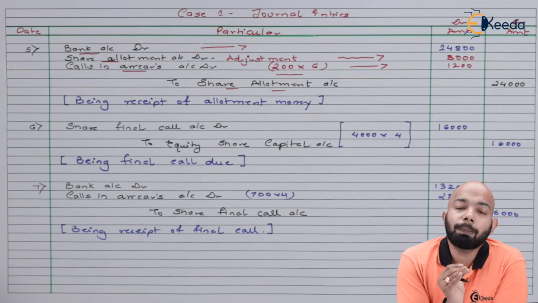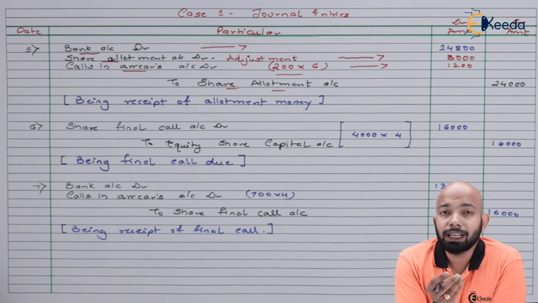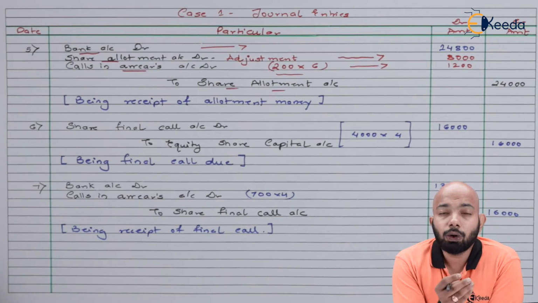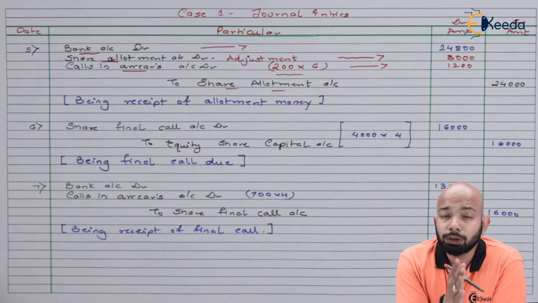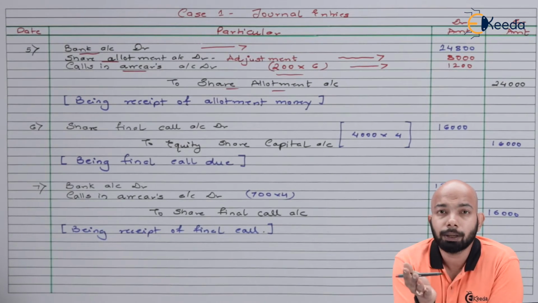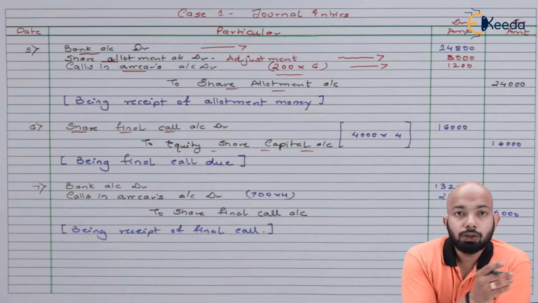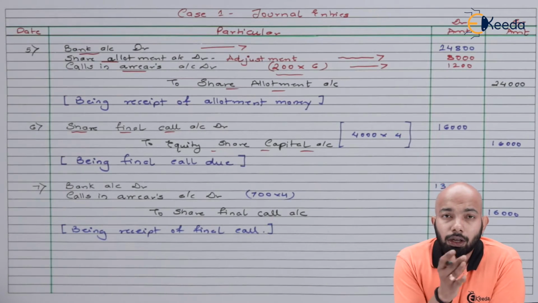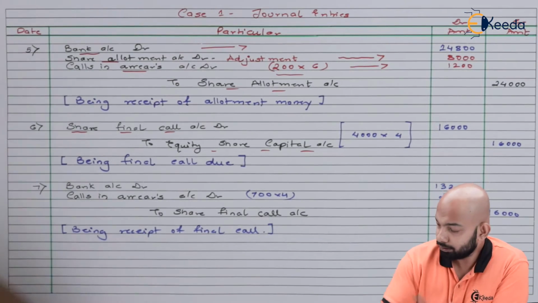After that, we go on to the passing of the entry which states the specifications related to the final call being due. That means share final call account debit to equity share capital. That will be 4,000 shares multiplied by 4 rupees, that is the final call of 4 rupees here. So the entry that we've passed here is share final call account debit to equity share capital, 4,000 multiplied by 4. That will be 16,000 rupees being received here.